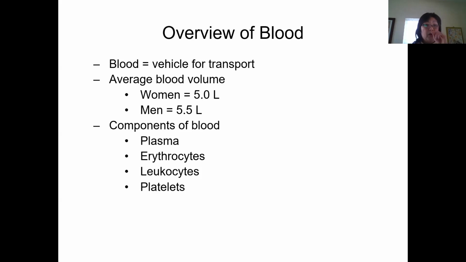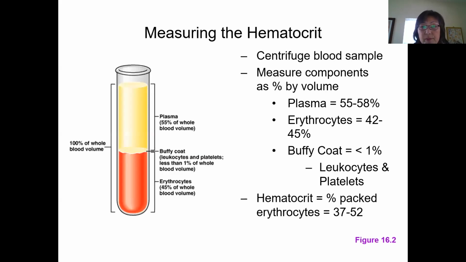Okay, so in terms of components of blood, we have plasma, which is the soluble part. Erythrocytes, which are also called red blood cells or RBC. And leukocytes, which are white blood cells or WBC, and platelets. We'll talk about each one of those.